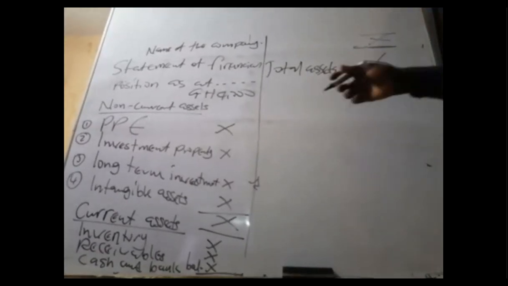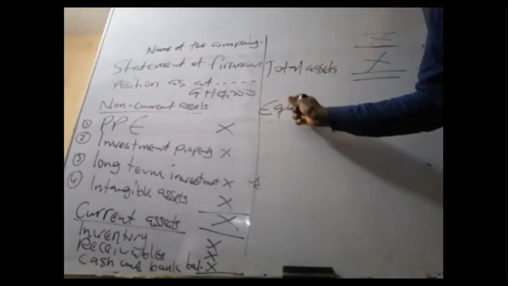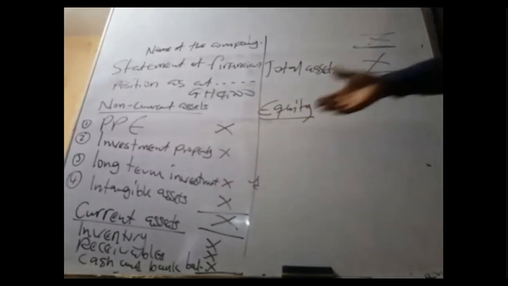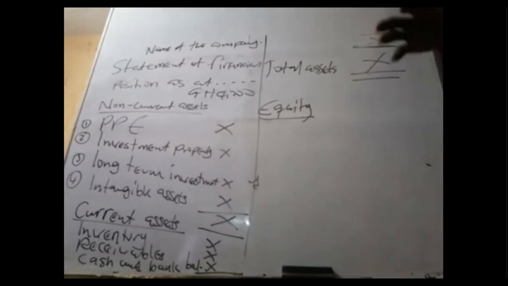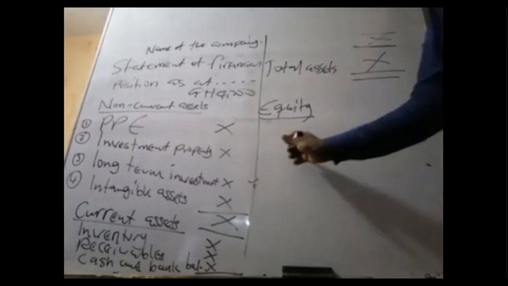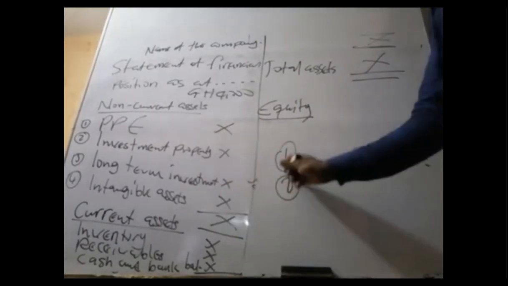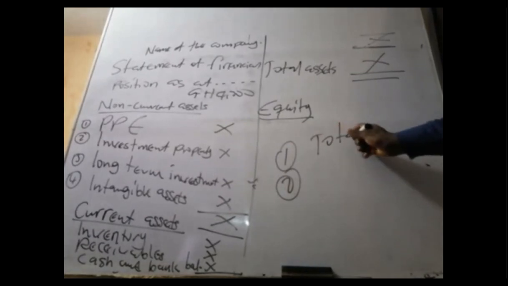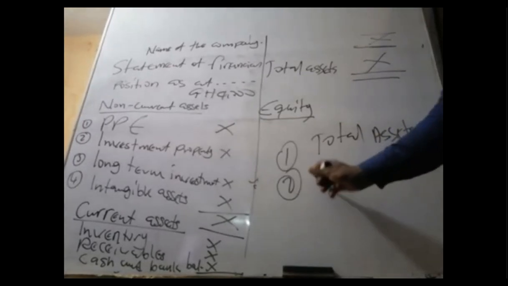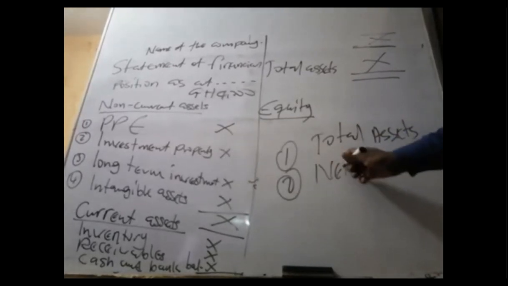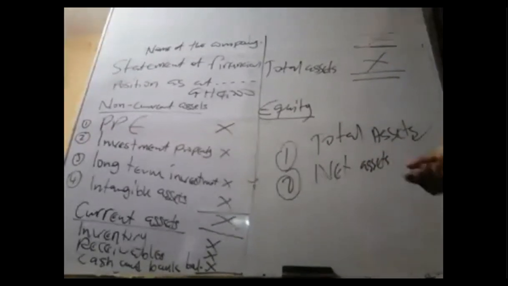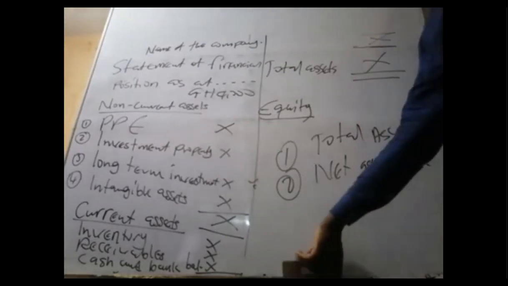Equity and liabilities. You start with the equity. Don't forget that for the balance sheet, there are 2 methods. Let me write the methods here for you. Methods in presenting the balance sheet. Method 1, we have what you call the total asset method. Then method 2, we have the net asset method. For now, we are using the total asset method. I don't intend to confuse you.